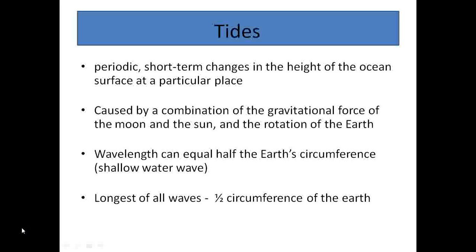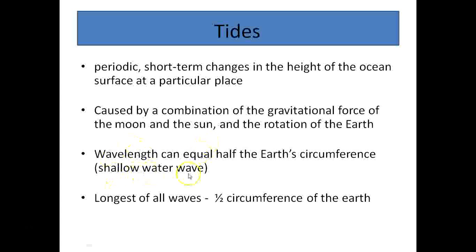So this one has to do with mainly tides, which are the last of the different types of waves that we'll be talking about. Tides are periodic short-term changes in the height of the ocean at a particular place. As we learned in chapter 10, they're caused by a combination of gravitational forces of the moon and the sun and the rotation of the earth, so where it's positioned at a given time.